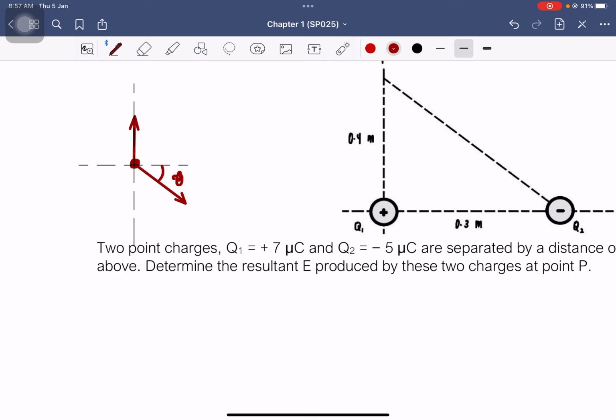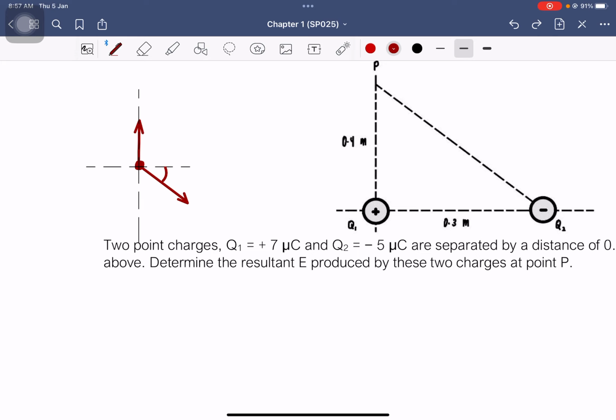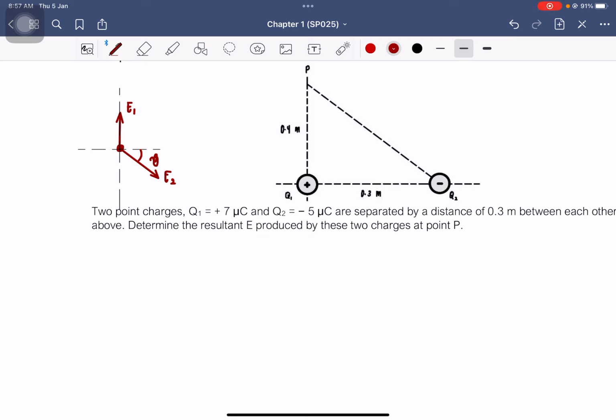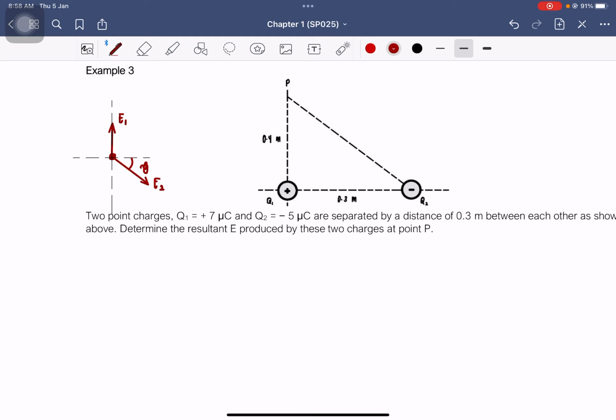So there is an angle here that we need to find. This is the electric field strength due to charge 2. This is due to charge 1. Since there is an angle here, this tells us there will be X and Y components. We have to resolve it into X and Y components. Basically, the solution is in two dimensions. But before that, let's determine the magnitude of this electric field strength.